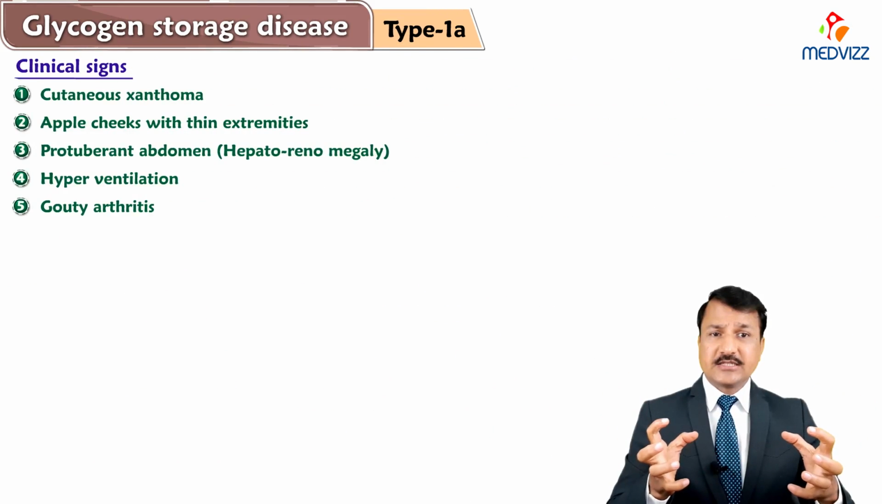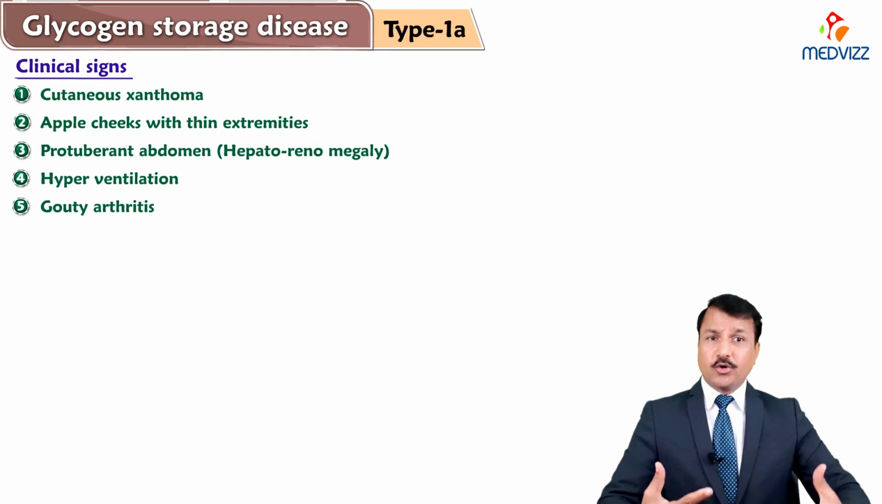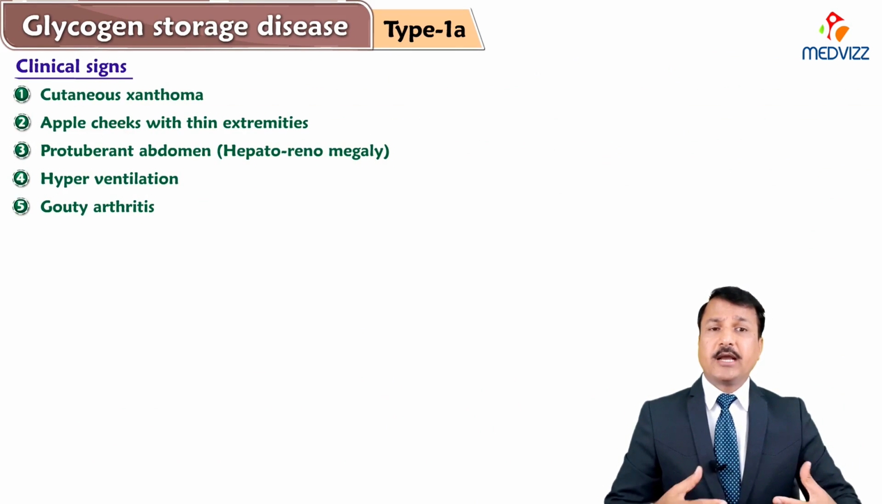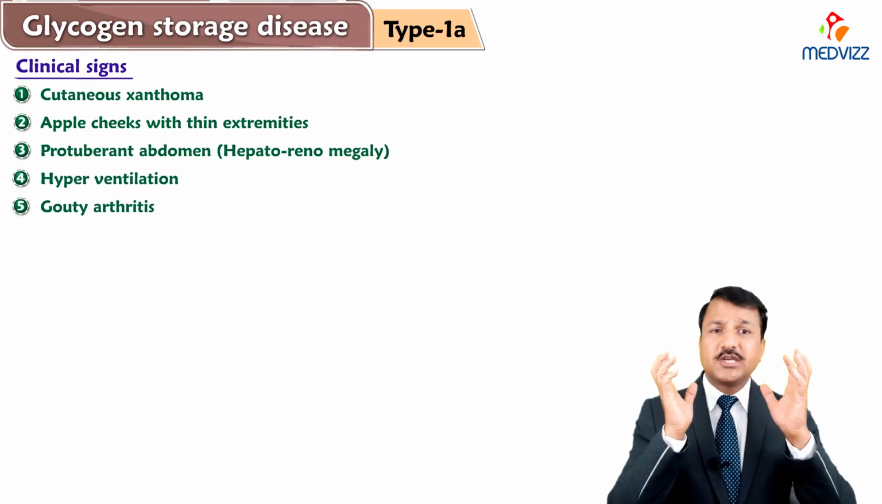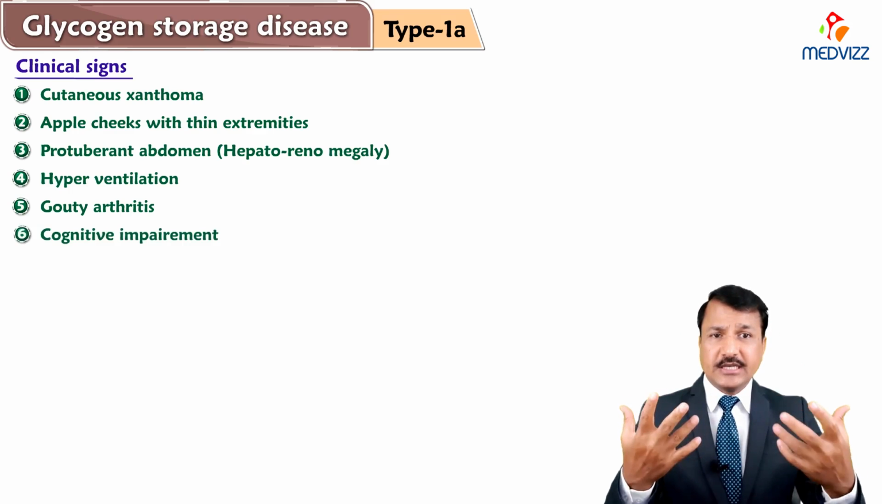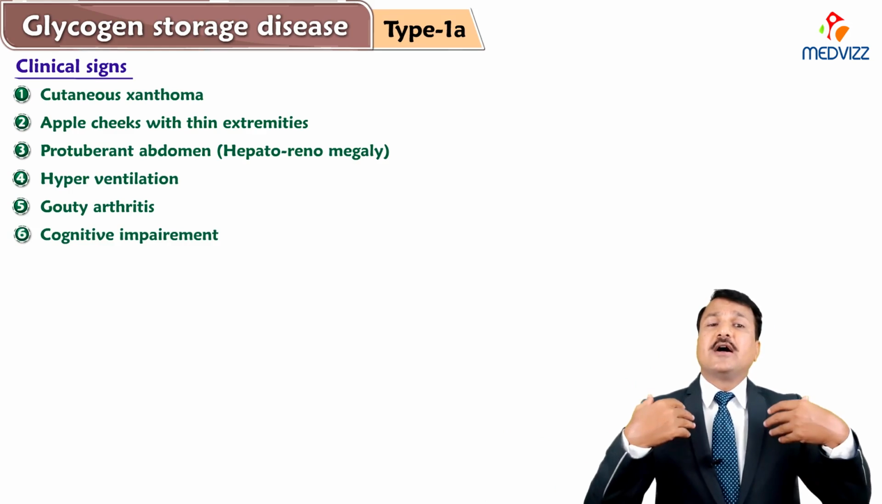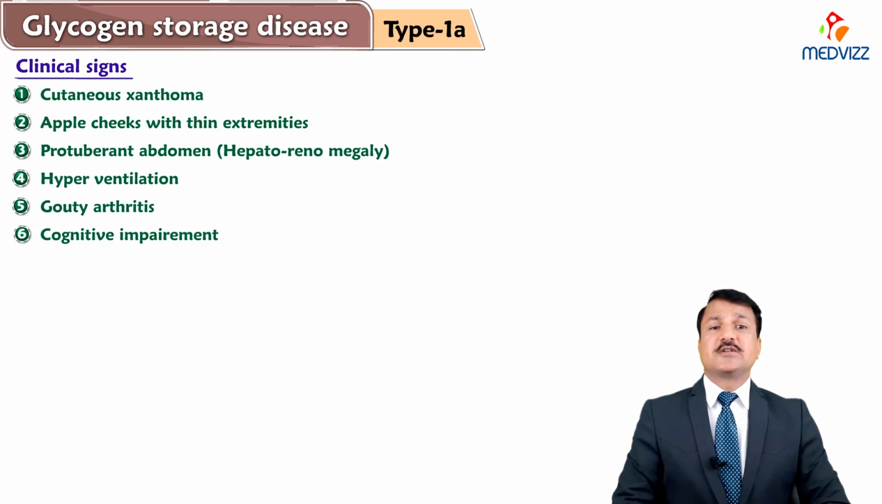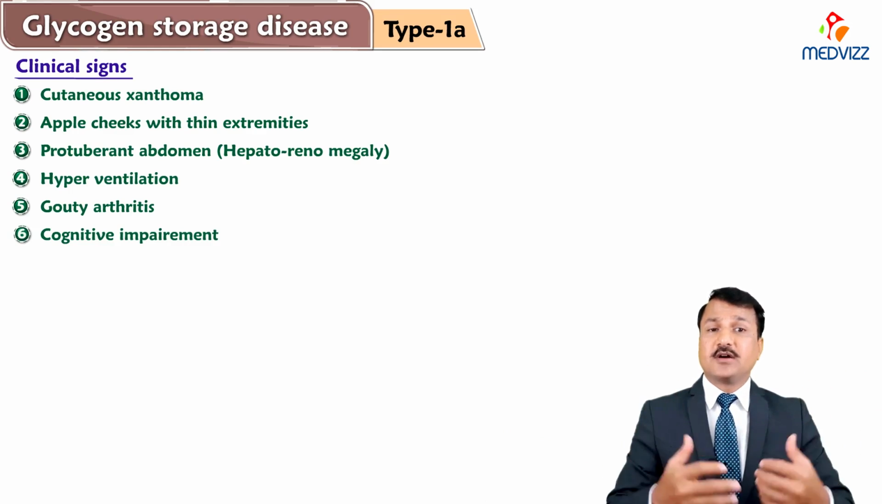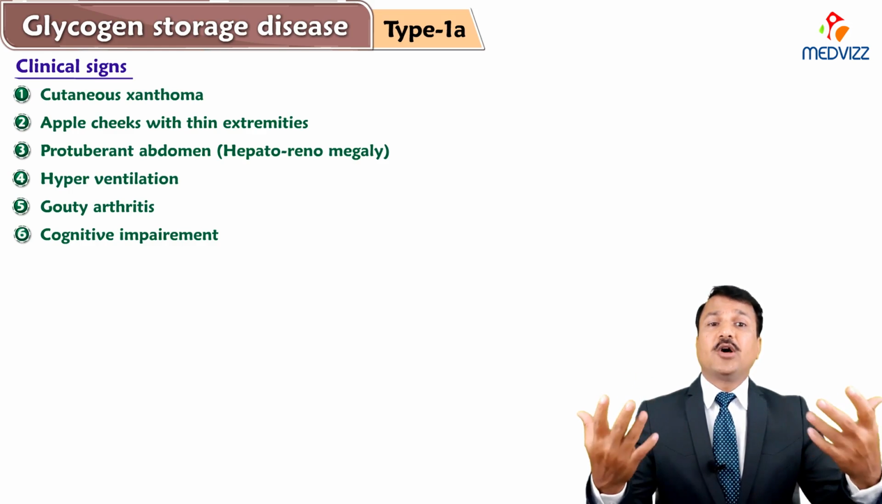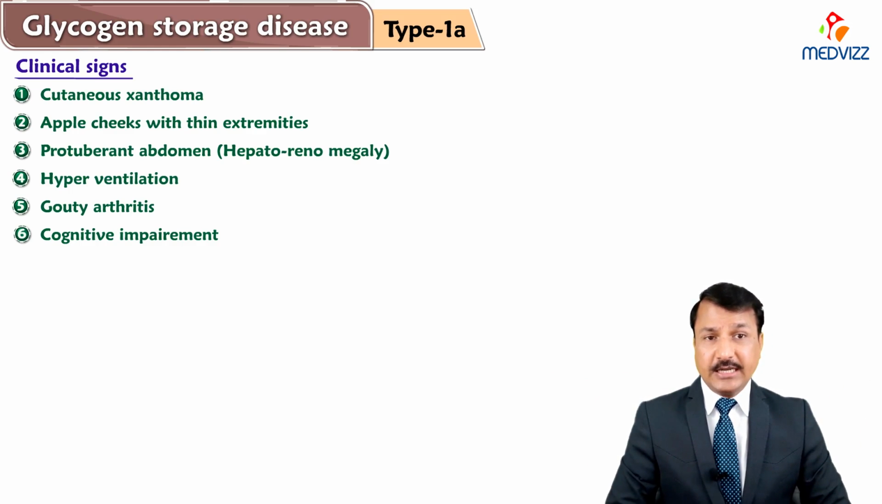Now, what are the clinical signs and symptoms? The patient will show a protuberant abdomen because of hepatomegaly and nephromegaly, full cheeks or apple cheeks, and cognitive impairment is seen in Von Gierke disease patients. There will be thin extremities and gouty arthritis signs and symptoms. Xanthomas can be seen because of hyperlipidemia, and metabolic acidosis giving rise to hyperventilation signs.